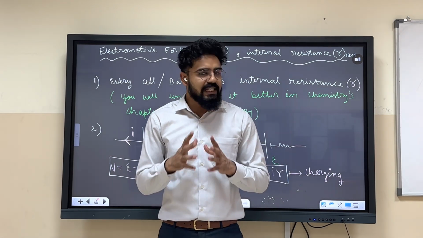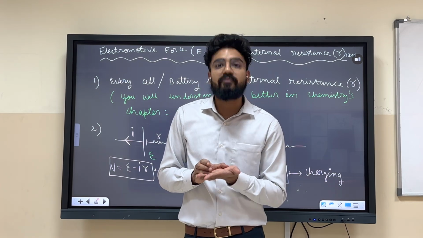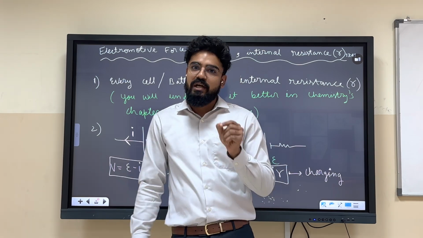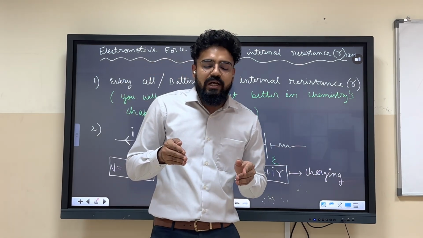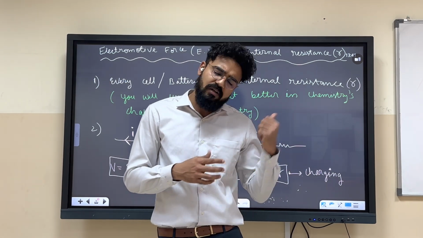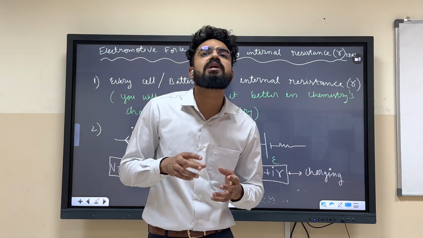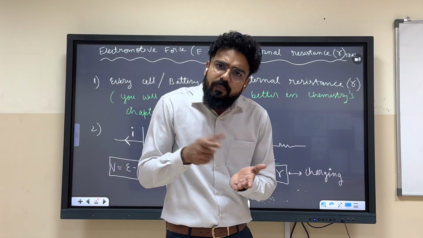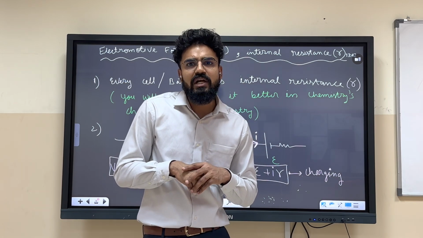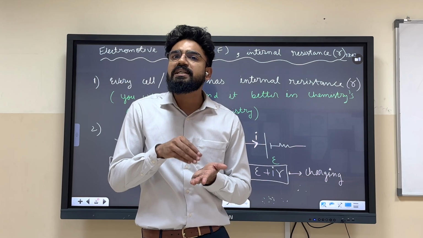Basically, whatever is written on the battery, let's say if it is written as 3 volt, then 3 volt is the electromotive force. Now let's say you are connecting this battery to a voltmeter. Voltmeter is a device, we will learn in the next chapter, which calculates the potential difference. When you are attaching the voltmeter, let's say you are getting 2.5 volt potential difference. It means the potential difference across the battery is 2.5, but its EMF is 3 volt.